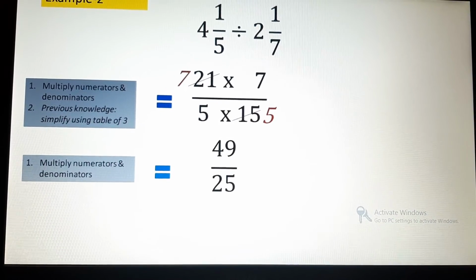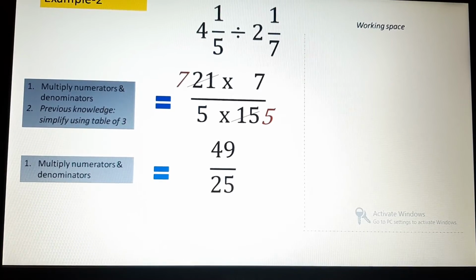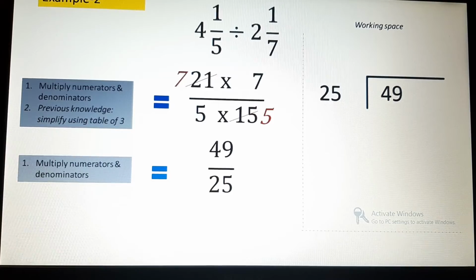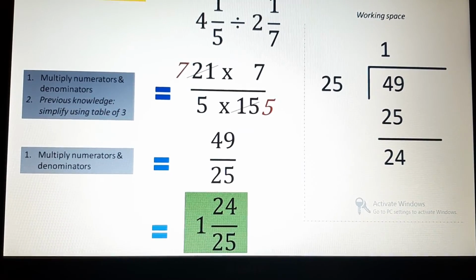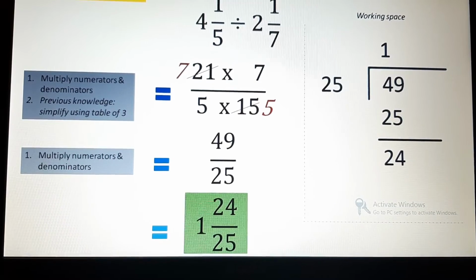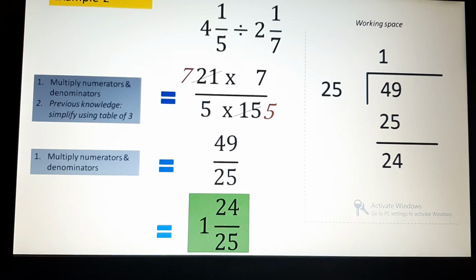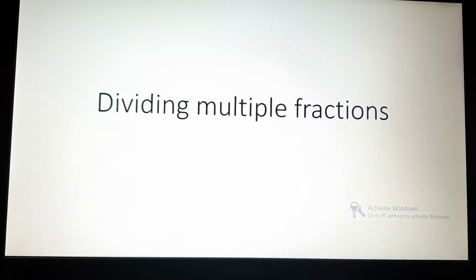So 7 sevens are 49 and 5 fives are 25. Use the working space now and divide 49 by 25. So we are going to write 1 whole 24/25. So the example 2's answer is 1 whole 24/25.